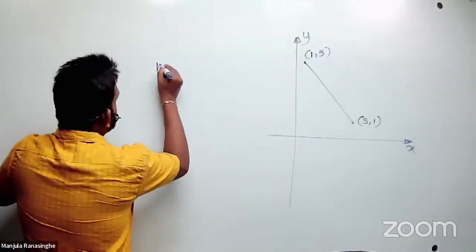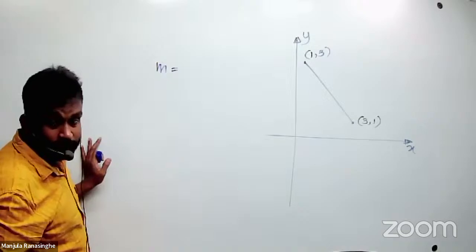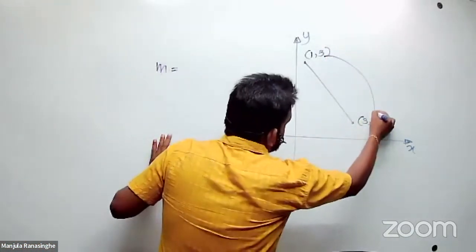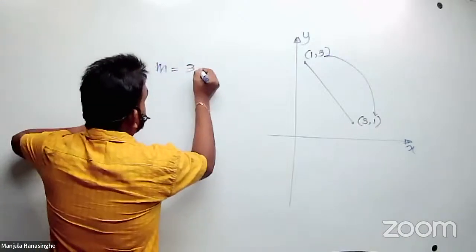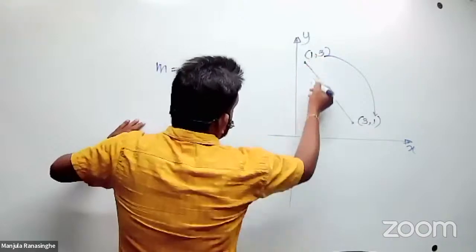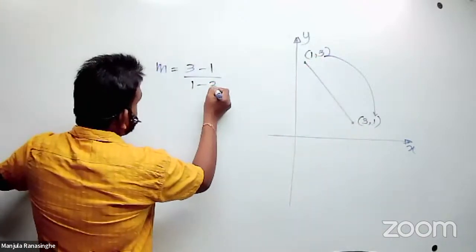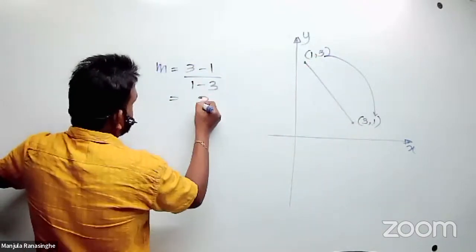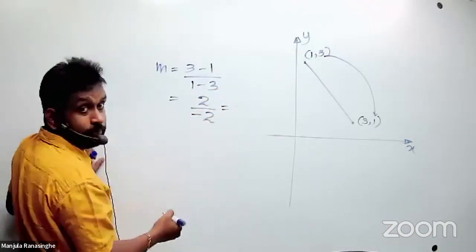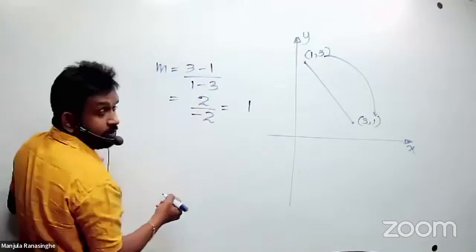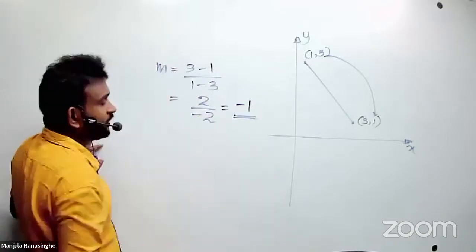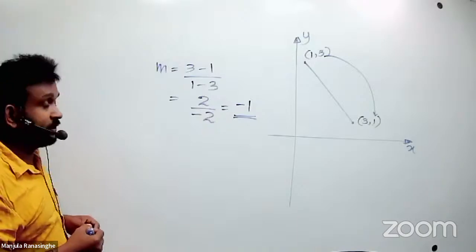We will start: m equals gradient equals y difference over x difference, the y coordinate difference. So I start here: y difference, 3 subtract 1, upon x difference, 1 subtract 3. 3 subtract 1 means 2, 1 subtract 3 means negative 2. So 2 upon negative 2 means 1, but remember positive divided by negative becomes negative 1. So now the gradient is negative 1.